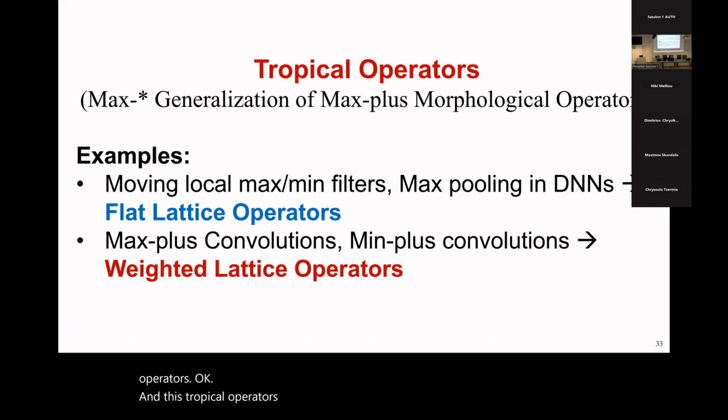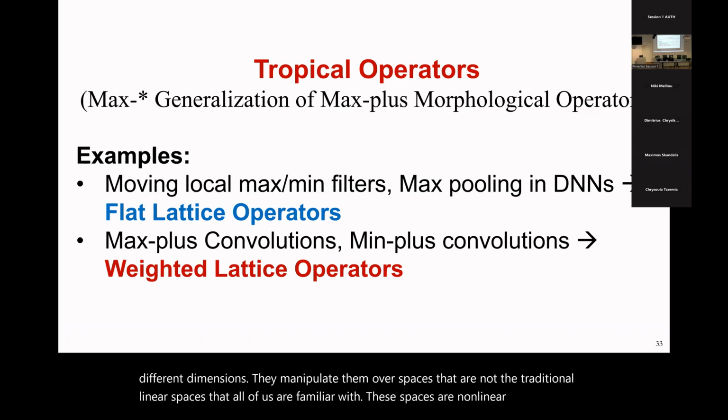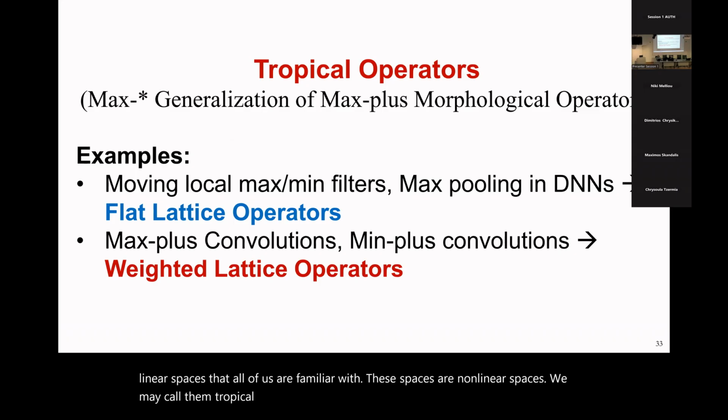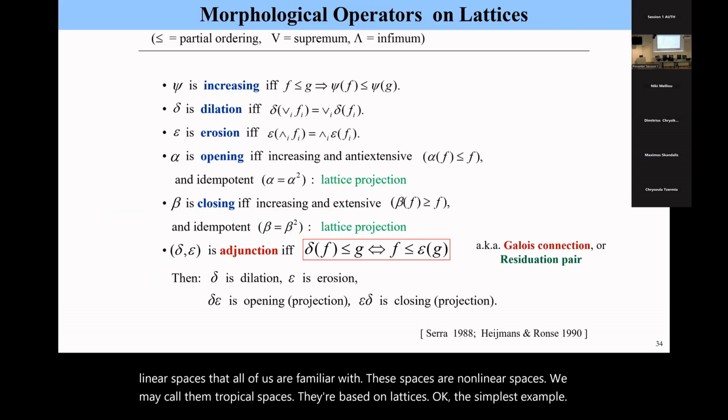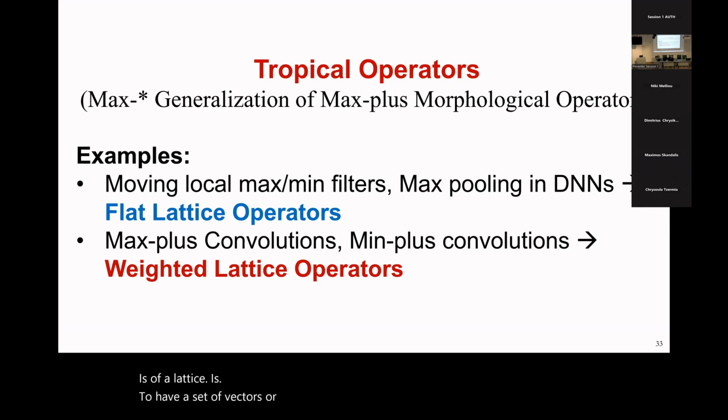And these tropical operators manipulate vectors in finite dimensions or signals in infinite dimensions. They manipulate them over spaces that are not the traditional linear spaces that all of us are familiar with. These spaces are non-linear spaces. We may call them tropical spaces. They are based on lattices. Okay, the simplest example of a lattice is to have a set of vectors or signals and define point-wise max and point-wise min on them.